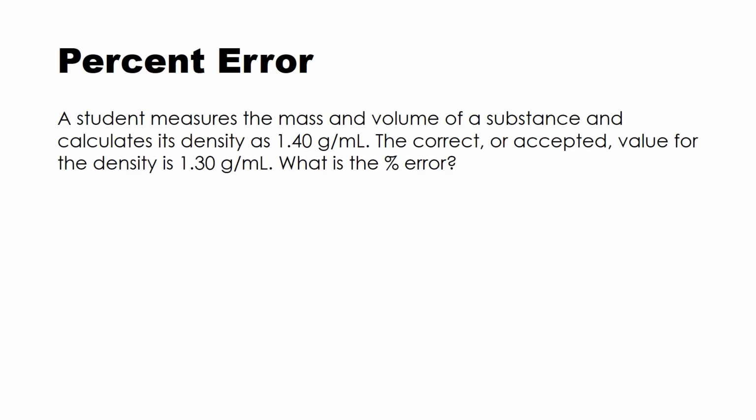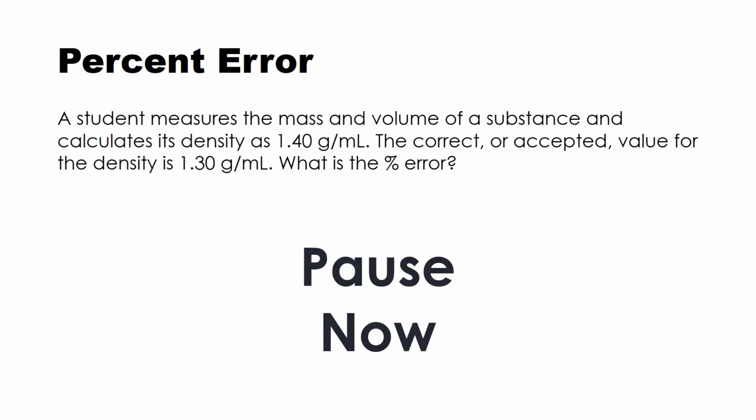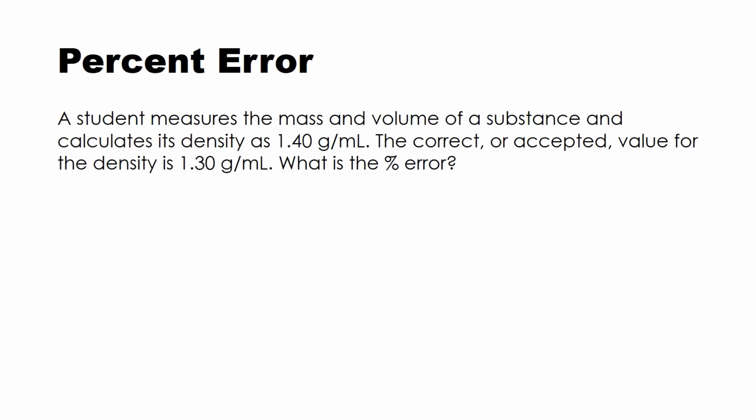A student measures the mass and volume of a substance and calculates its density as 1.40 grams per milliliter. The correct or accepted value for the density is 1.30 grams per milliliter. What is the percent error? Stop the video, do the calculation, and then we'll check your answer. Okay, welcome back. You should have gotten 7.7%.